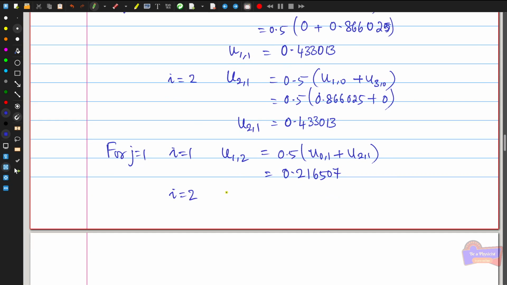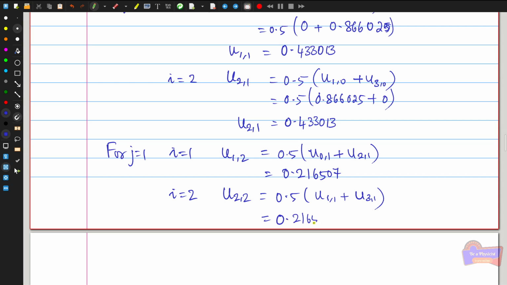Similarly, for I equal to 2, we have u of 2 comma 2 equal to 0.5 times u of 1 comma 1 plus u of 3 comma 1. We know the values of u of 1 comma 1 as well as u of 3 comma 1. The value of u of 3 comma 1 is 0, and u of 1 comma 1 is the value we calculated previously. Substituting the values, the final value is 0.216507. That is the value of u of 2 comma 2.